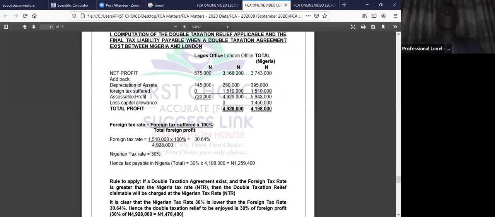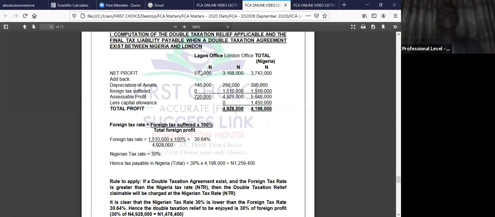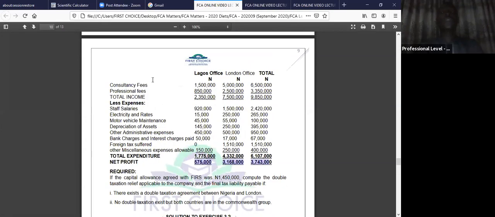So we are given the net profit. We start from the net profit, okay? And we are adding back. We are not deducting, because one, these professional fees and consultancy fees are allowable. So nothing happens to the income. So we are not deducting income. So we're only looking at the expenses.